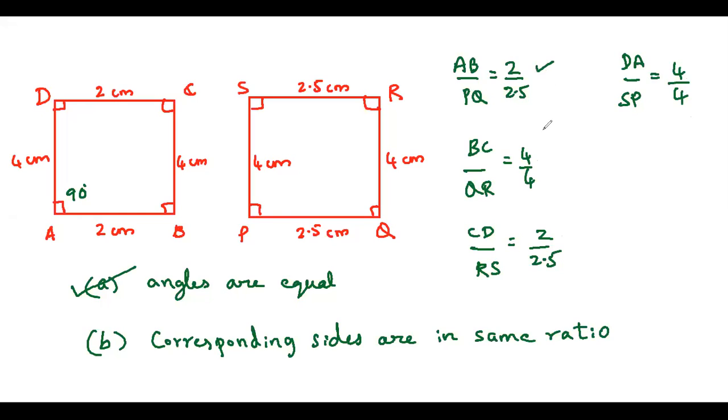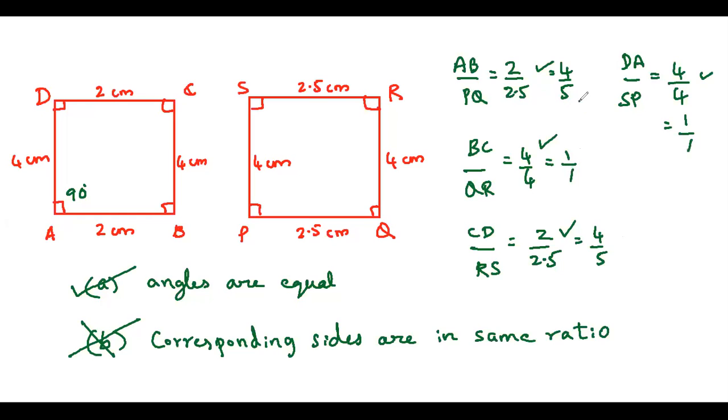All the ratios here are not identical, they are different. So our second condition is not satisfied because 2 divided by 2.5, what answer will it give me? Can anybody tell me what is 2 divided by 2.5 in a simple rational fraction? 4 divided by 5. This will be 4 divided by 5. This is 1 divided by 1. Again, this is 4 divided by 5. And this is 1 by 1.